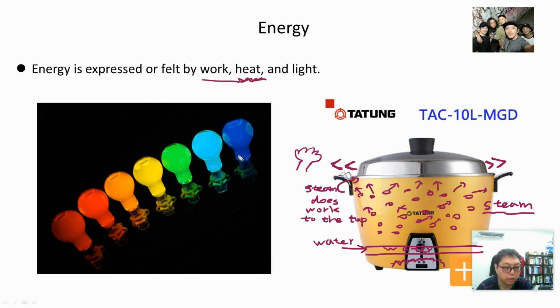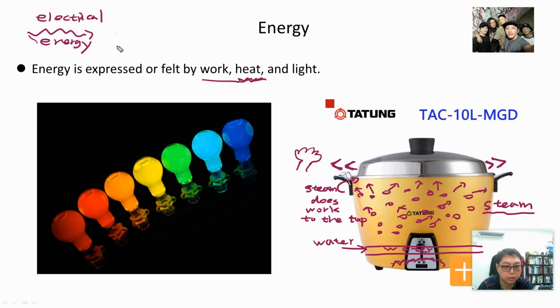And light is also an expression of energy. There are different colored light bulbs. In light bulbs there are some materials, maybe phosphorus. I think it's phosphorus. When you use a light bulb, you need electricity, which means you put electrical energy into your light bulb.